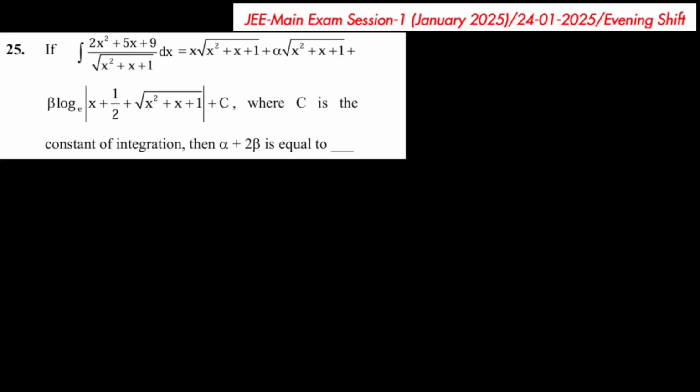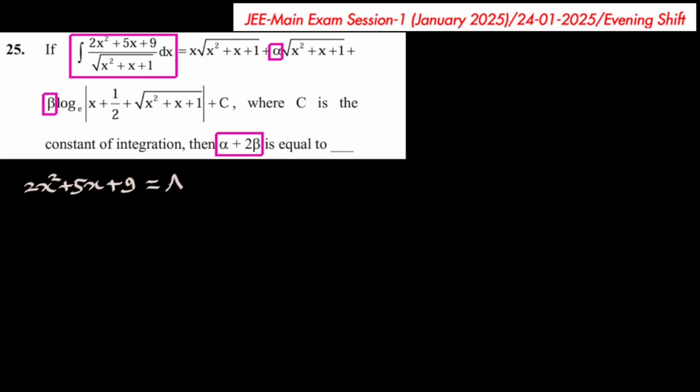In this question, we are given the value of this integration in terms of alpha and beta, which are constants, and hence we have to find the value of alpha plus 2 beta. For this, we have to solve this integration. This type of integral is solved by expressing the numerator 2x square plus 5x plus 9 as a constant a times the term in the denominator, x square plus x plus 1, plus another constant b into the derivative of x square plus x plus 1, which is 2x plus 1, plus constant c.